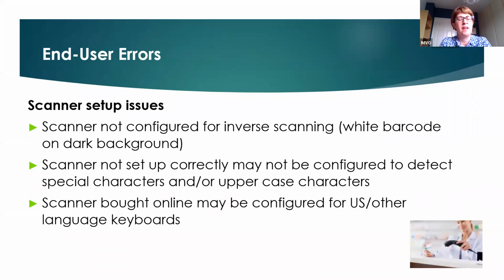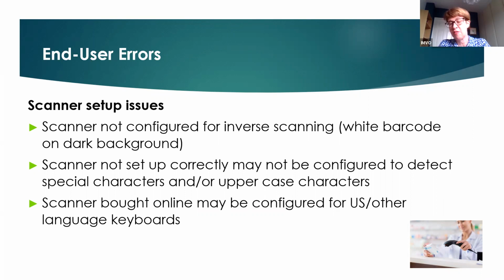Now, looking at scanners then, we've seen issues with scanners set up incorrectly. With the one I've mentioned already, the scanner is not configured for inverse scanning, so a white barcode on a dark background, this is very common. The scanner may also not be set up correctly to detect special characters, so there are things like colons and semicolons and ampersands in batch numbers. This may cause a problem.